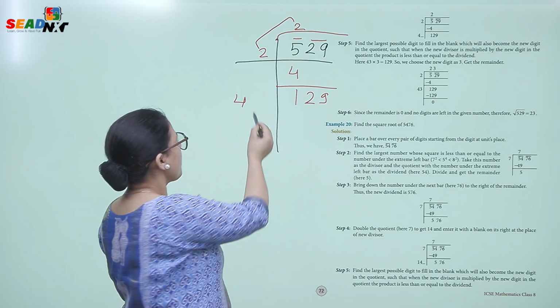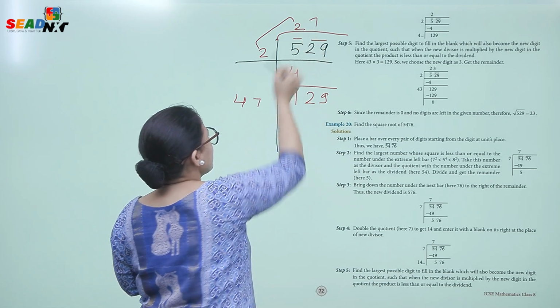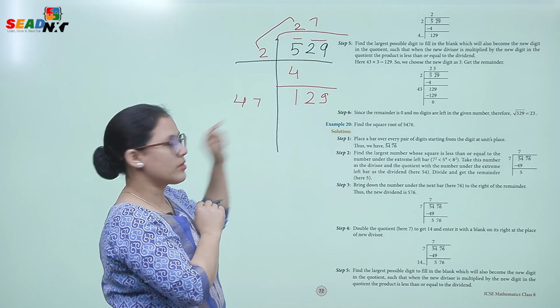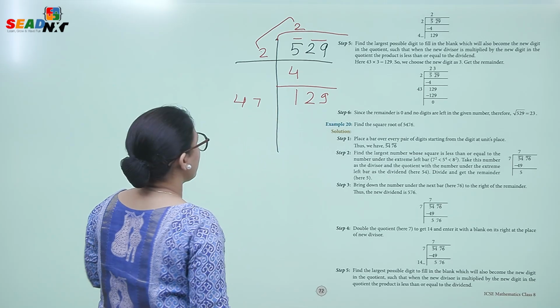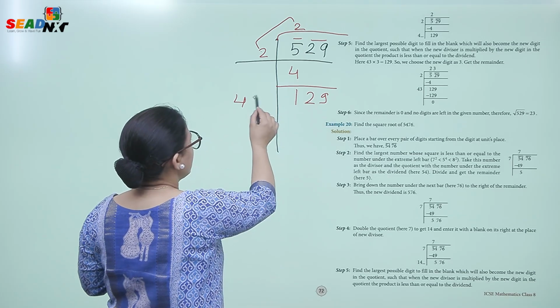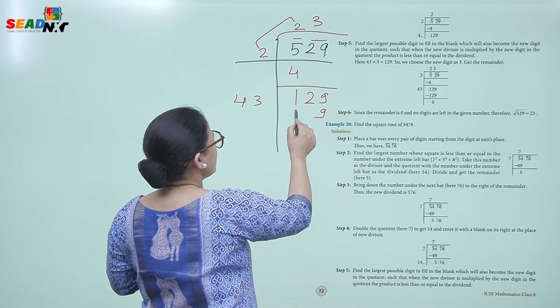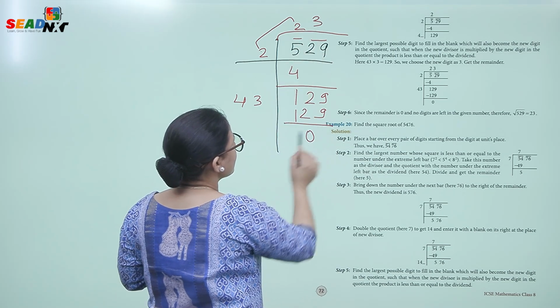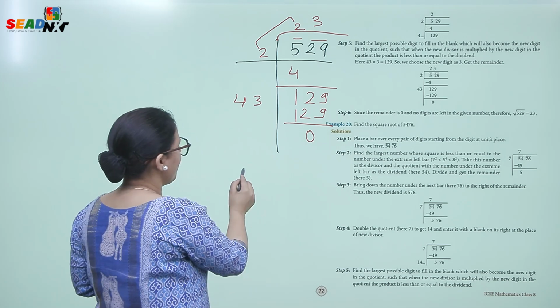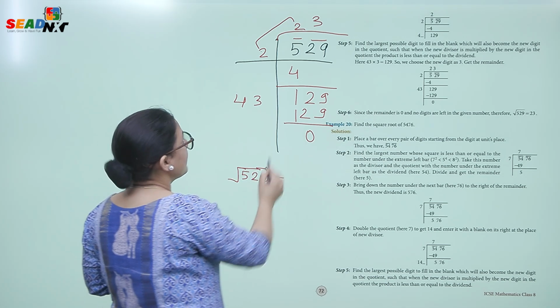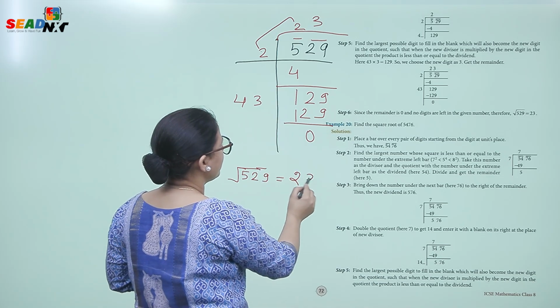ओके, अगर हम यहाँ पे 7 लेते हैं, सो 7 7s are 49, 7 4s are 28 plus 2, तो ज़्यादा हो जाएगा. दैट मीन्स यहाँ पे 7 नहीं होगा. ओके, 3 ले सकते हैं. लेट्स चेक दिस आउट. 3 3s are 9 and 3 4s are 12 and the remainder is 0. That means 529 का स्क्वायर रूट क्या है आपके पास? is 23.